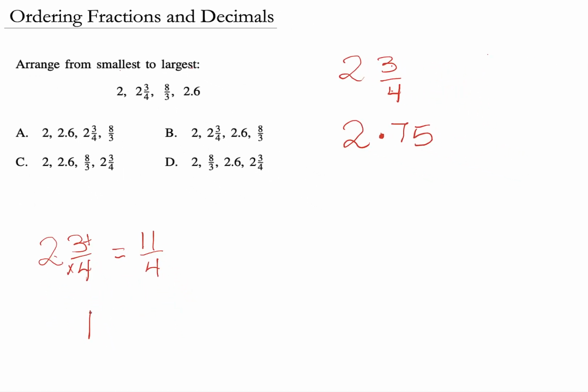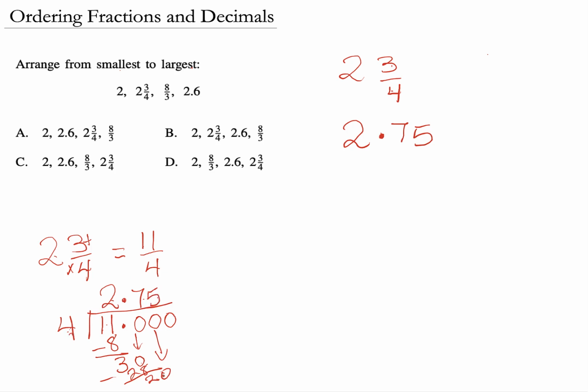And then from there, you will divide this. So 4 is here, 11 is here, decimal point. Add a couple of zeros. I usually add 3. 4 goes into 11 2 times. 2 times 4 is 8. When I subtract, I get 3. Okay, here's your decimal point. Bring down the 0. 4 goes into 30 7 times. 7 times 4 is 28. When I subtract, I get 2. Bring down the 0. 4 goes into 20 5 times. 5 times 4 is 20. And there you go, 2.75.